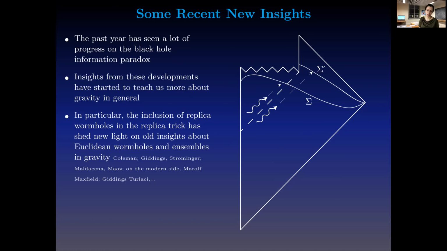And now, replica wormholes, or rather Euclidean wormholes, are not new objects. They've been known for quite some time. But the inclusion of replica wormholes in the von Neumann entropy replica trick has certainly given us a new lens with which to look into these old insights about Euclidean wormholes and ensembles in gravity. I'm referring back to work by Coleman and Giddings and Strominger, etc.